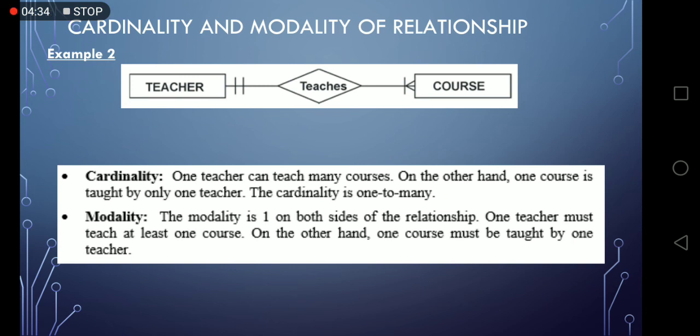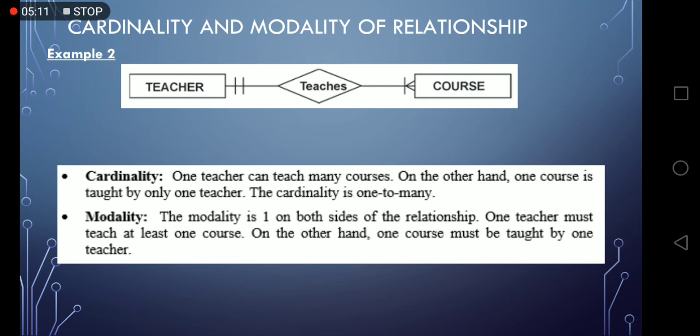Cardinality and modality of relationship. We have a second example in which we have two entities, teacher and course. Teacher teaches course. In this ER diagram, after the teacher entity, the left vertical line represents cardinality, while the right vertical line represents the modality of the relationship. Similarly, before the course entity, the left vertical line represents the modality, while the crow's foot symbol represents the cardinality of the relationship.